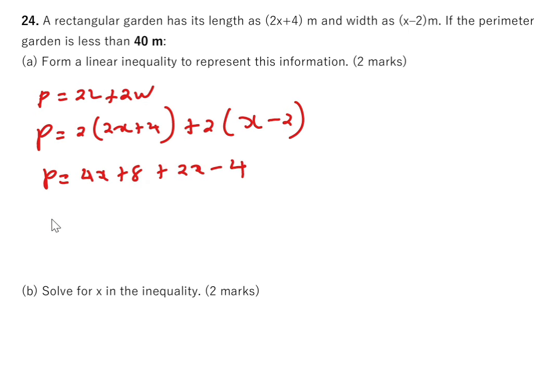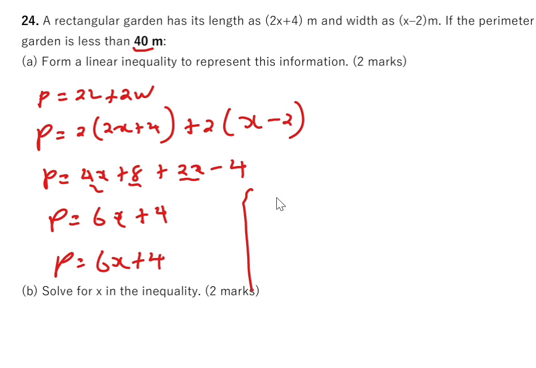So we combine like terms together. So our perimeter will be 4x plus 2x, this will be 6x, and then plus 8 minus 4. So 8 minus 4 is positive 4. So our perimeter is 6x plus 4. Remember, the perimeter is less than 40. So we need the inequality. So we're going to say 6x plus 4, the perimeter itself, is less than 40.